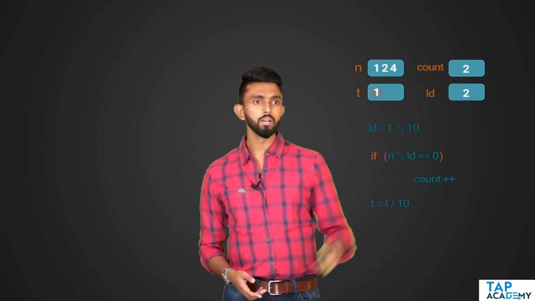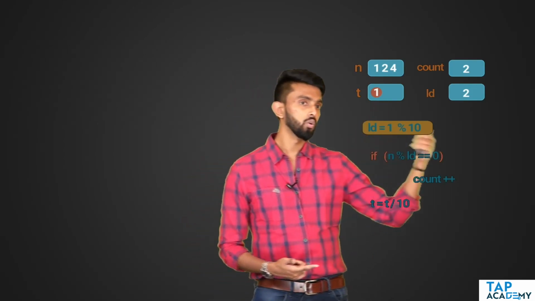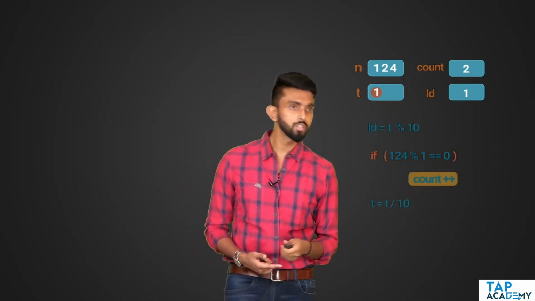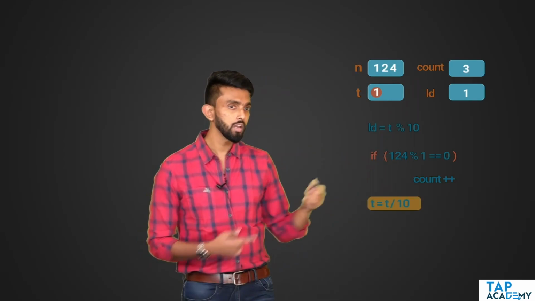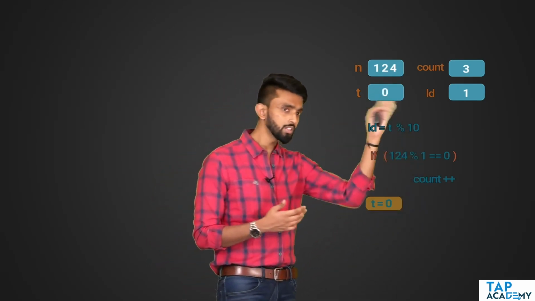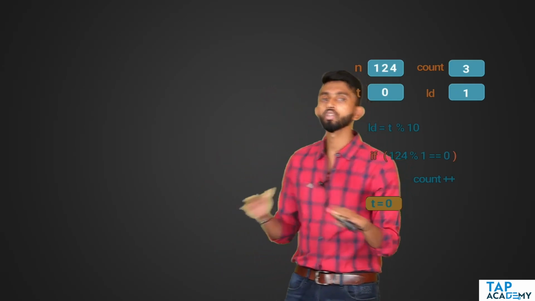Then again repeat this. So if I repeat this, get the last digit. So 1 divided by 10, remainder will be 1, right? So that is what will be my last digit. Check if it is dividing n value. Yes, it can divide n value. So increment the value of count. Count becomes 3, and then once count becomes 3, remove the last digit. So if I divide 1 divided by 10, it is obviously going to become 0, and 0 is what I will store in t, and once t becomes 0, you must stop.